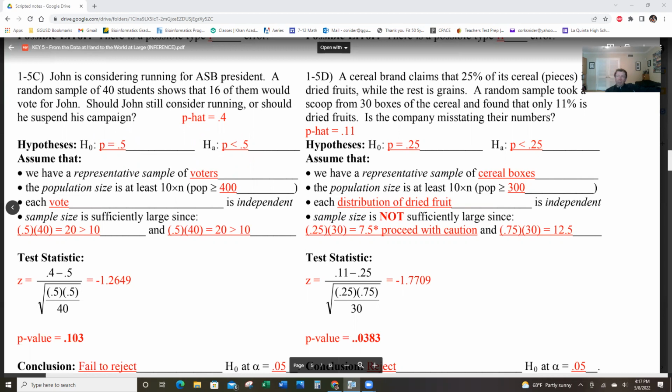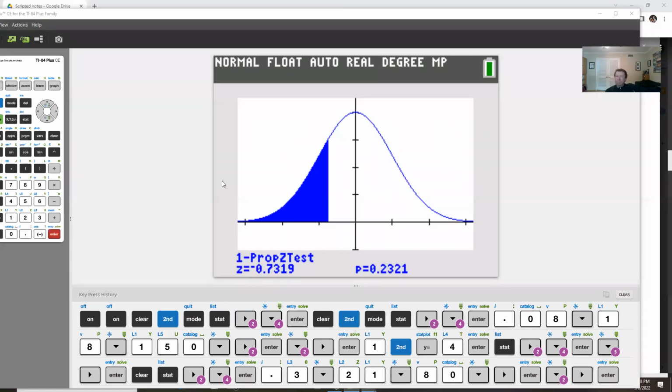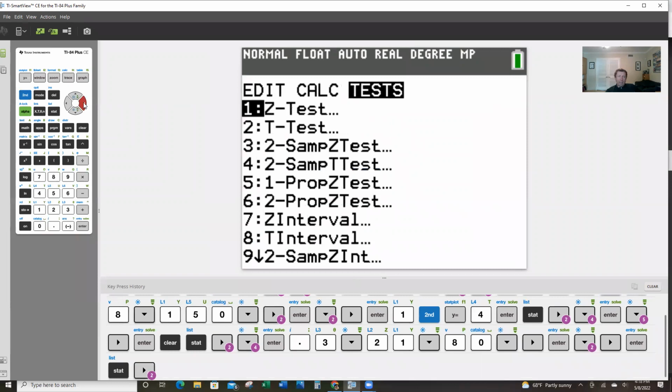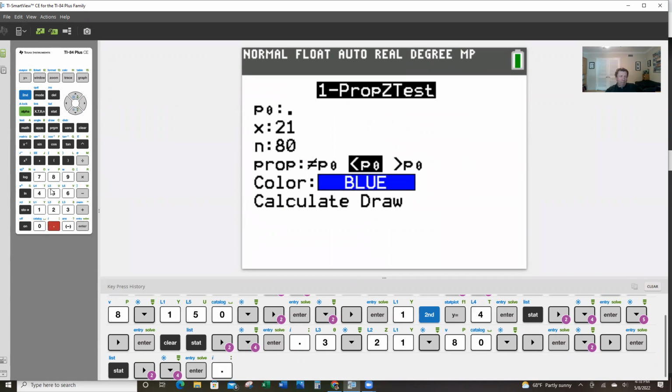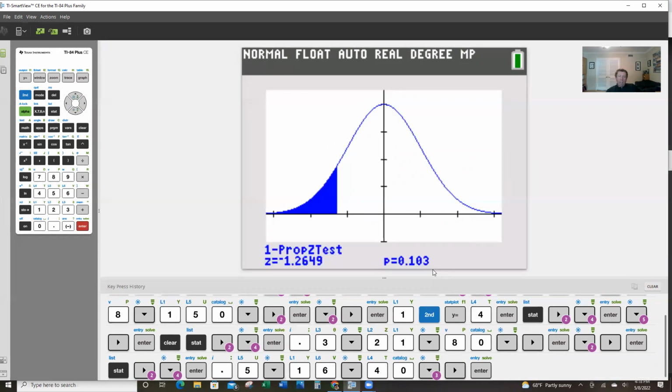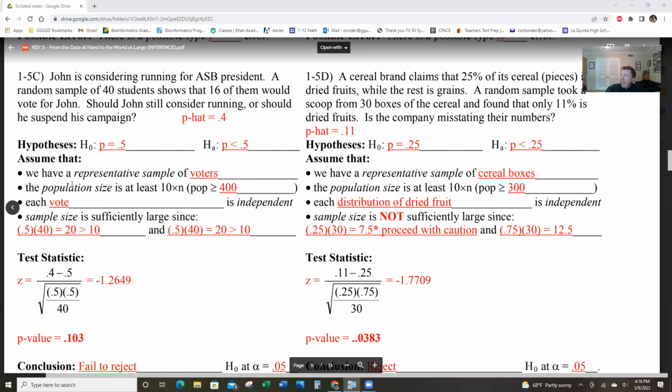So 16 out of 40 is what he's looking for. Stat tests, one-prop z-test, 0.5 goes there. 20 out of 40 is he's in the race, so 16 out of 40 doesn't seem that unusual to me, but we're checking for less than. Yeah, this could happen by chance. The p-value is 10%. So definitely he should hang in the race. That sample does not show that he's out of it at this point.